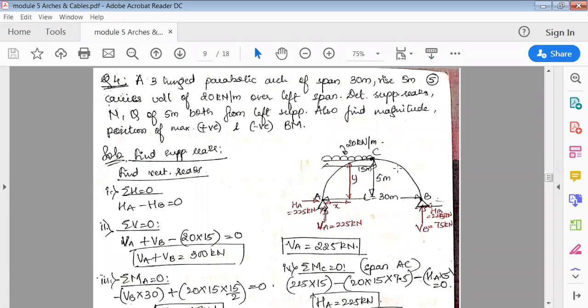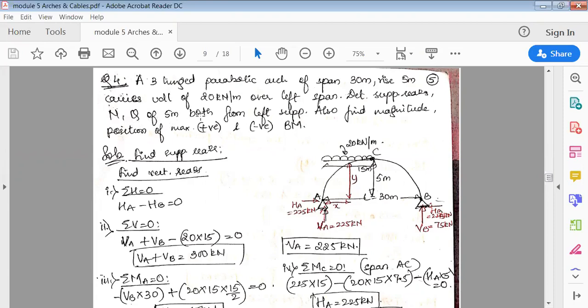So it's a 3-hinged parabolic arch of span 30 meter and rise 5 meter, and carries a UDL of 20 kilonewton per meter over the left span. So only left span means it is between A and C. There is a 20 kilonewton per meter UDL.